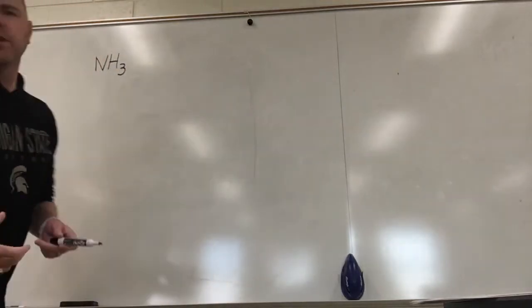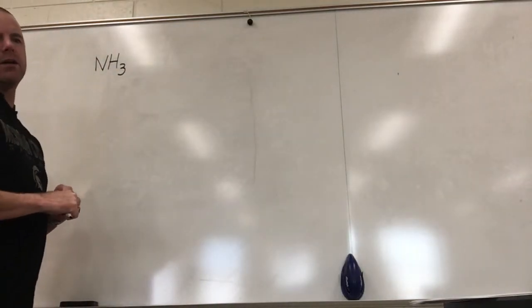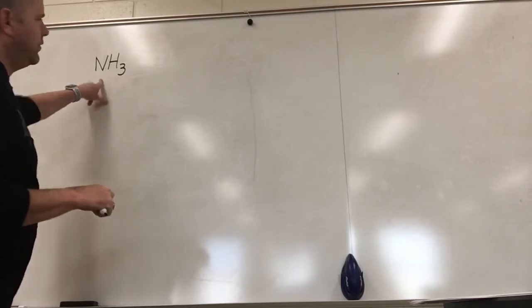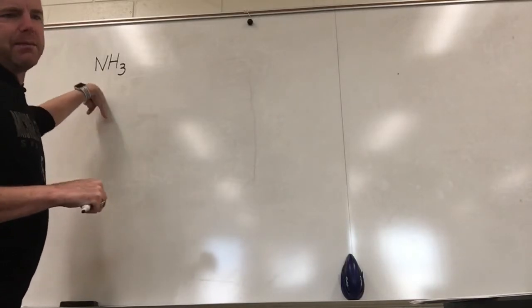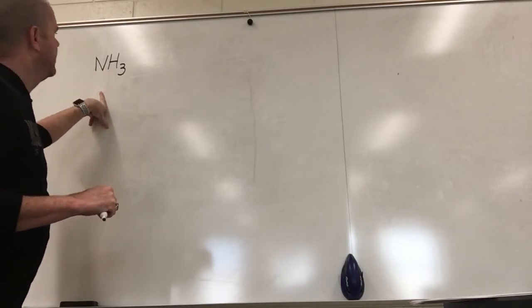All right, I figured I would do a couple more examples of some Lewis structures. So we're going to start with NH3. This one is on the bottom of page 17, and here we go.